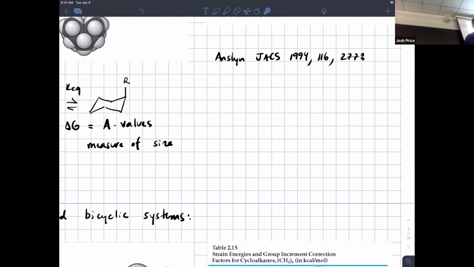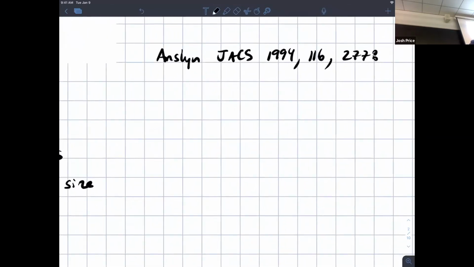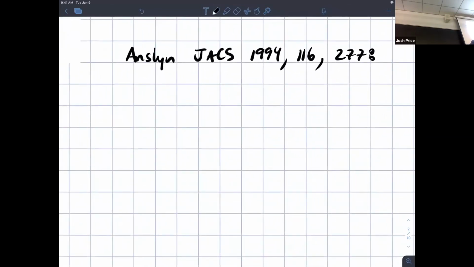thing from the literature. This is done by Eric Anslyn at, I forget where he is. It's some University of Texas. It's either at Austin or it might be Texas A&M. I can't remember. But anyway, he's a physical organic chemist, obviously, because he wrote the textbook. He used to be an associate editor of JACS and has done a ton of stuff with designing molecules that can be receptors for other kinds of molecules. But in the early 90s, he used A values to assess the strength of a hydrogen bond.